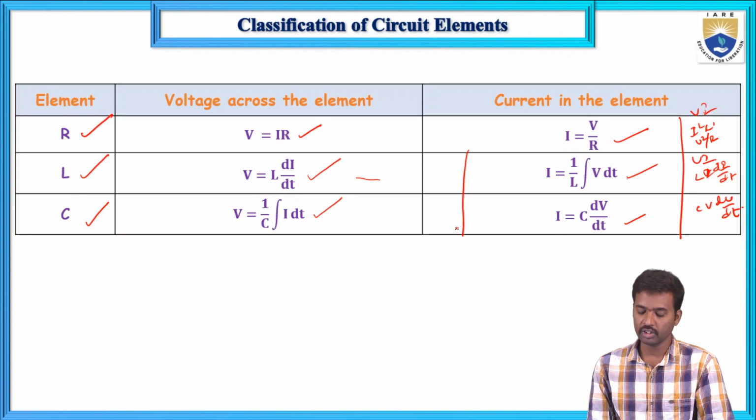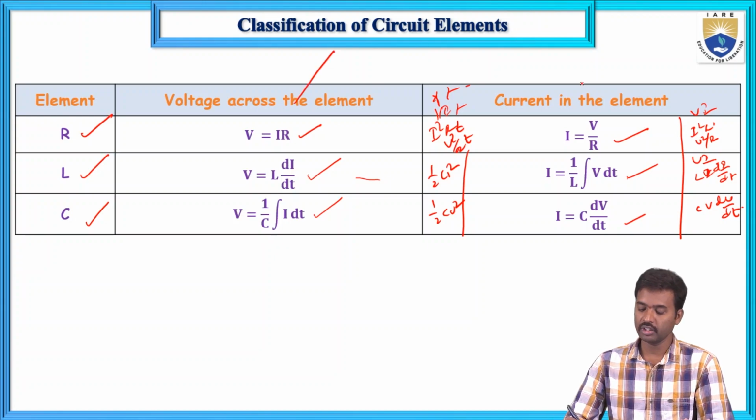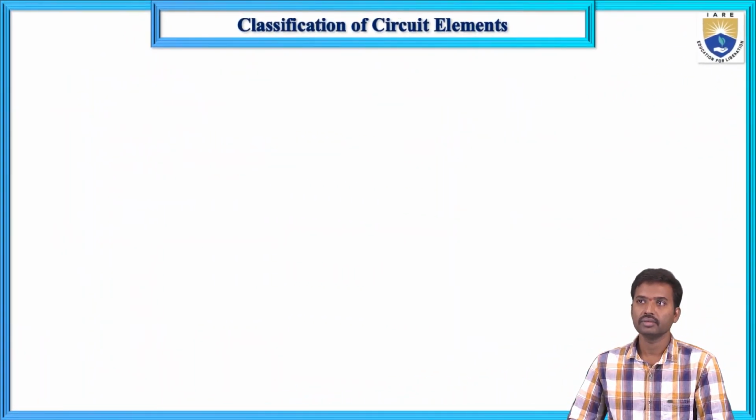And what about the energy formula of Li square and of CV square and I square RT, or V square by R into T, and V into I into T, that is P into T. So we know these formulas. This is for voltage, this is for current, this is for power, and this is for energy. So now here another category, linear elements.